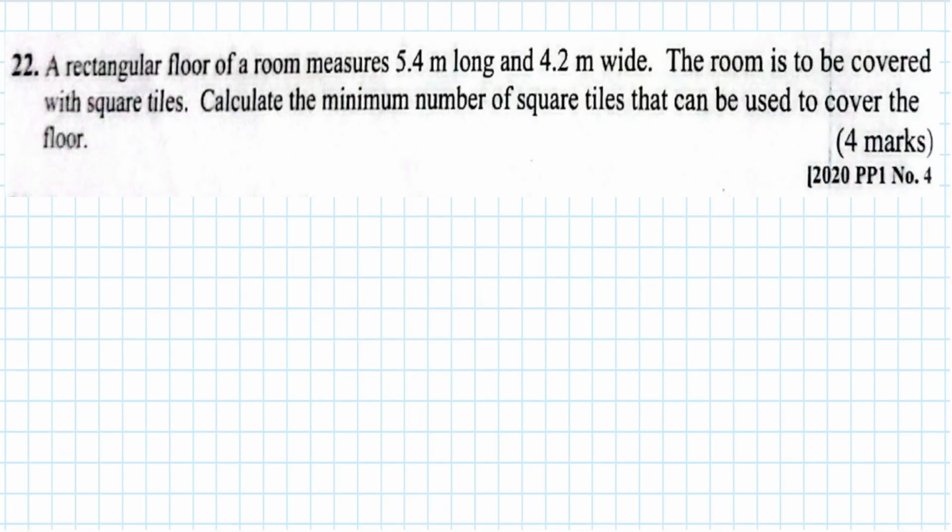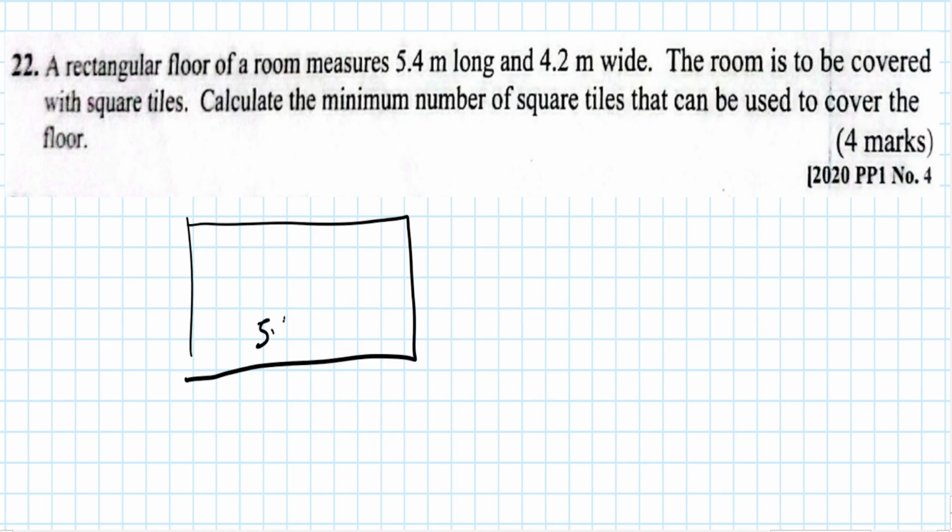Okay, a rectangular floor of a room measures 5.4 meters long and 4.2 meters wide. So you have this one this way, 5.4 meters, and we have 4.2 meters. Okay, the room is to be covered with square tiles that look like this. So calculate the minimum number of square tiles that can be used to cover the floor. Very simple. No, but before that, we need to find the LCM of 5.4 and 4.2.